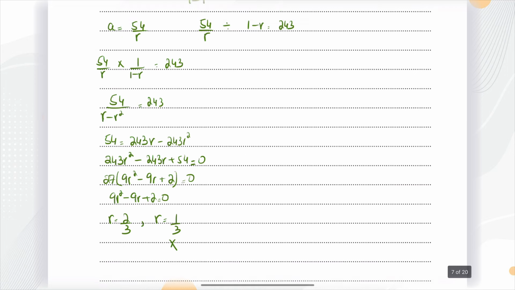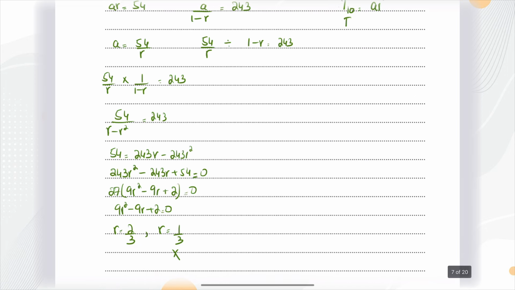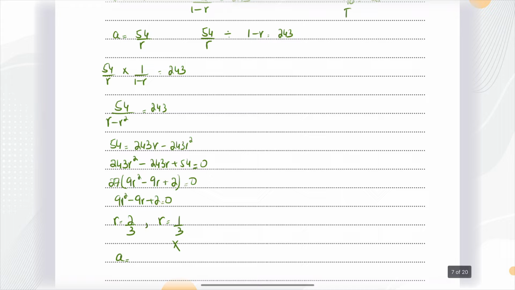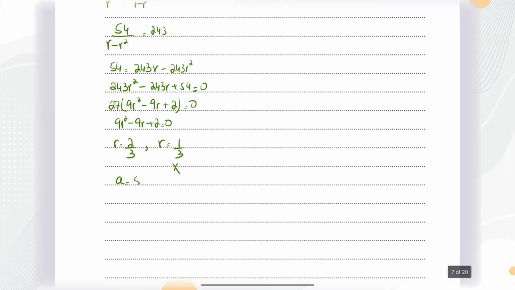Okay, so now that we have the common ratio, remember what we have to find. We have to find the 10th term, and the 10th term is basically equal to AR power n minus 1, which means AR power 9. So we still need the value of A. Now we can find the value of A. It's pretty easy. A is equal to 54 upon R. So A is equal to 54 divided by 2 upon 3. So let's use a calculator over here. 54 divided by 2 upon 3. So we're looking at 81.